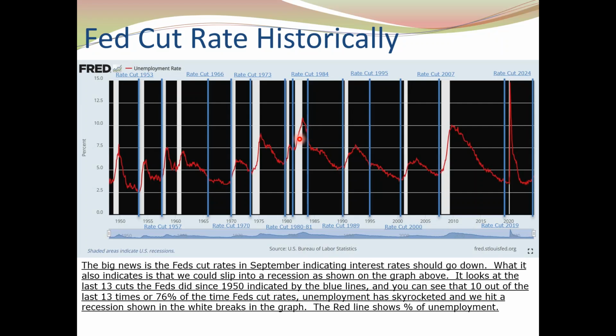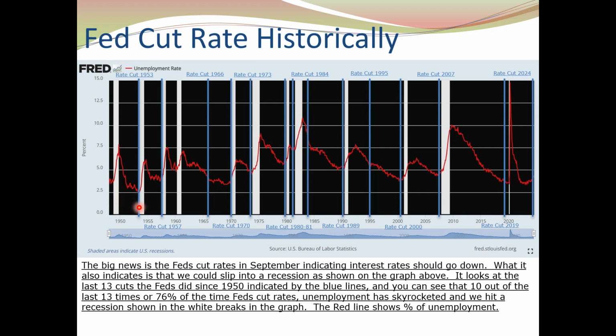So I'm going to talk about the Fed rate cut. This is going to go along the line of why I think the average income went down. All right. What I did was I took this graph from FRED, and what it shows is as the Feds have cut rates historically all the way since 1955. Now, bear with me here.